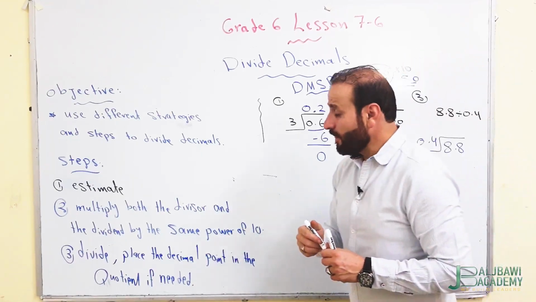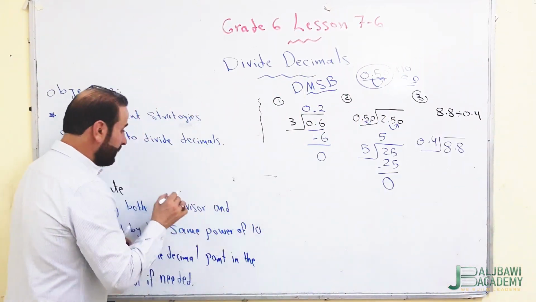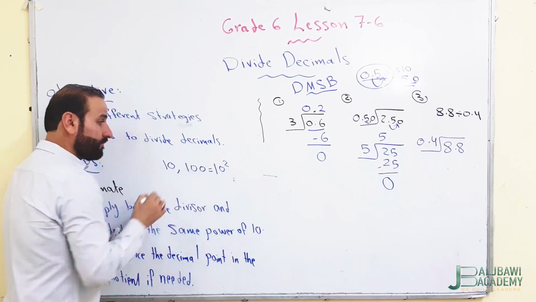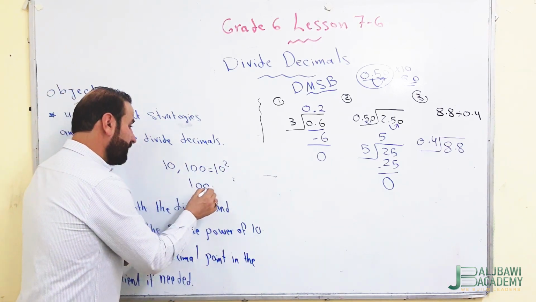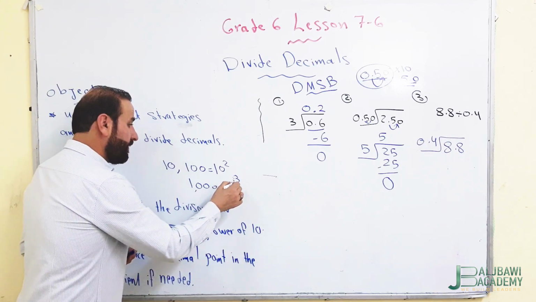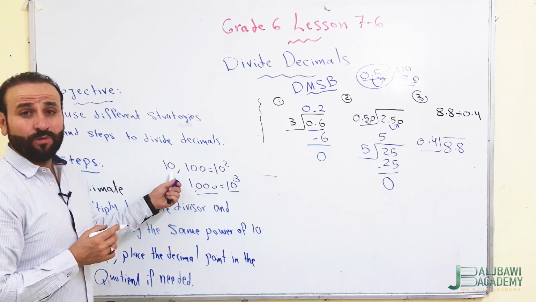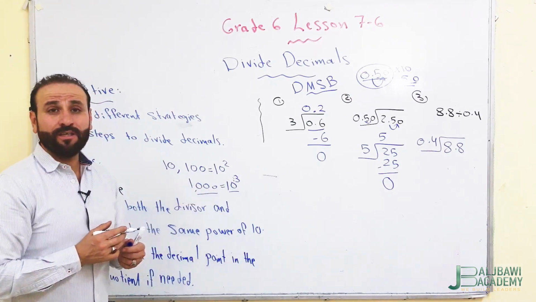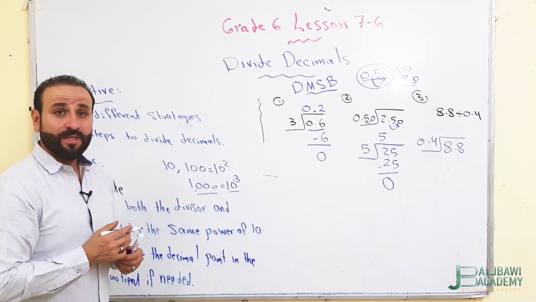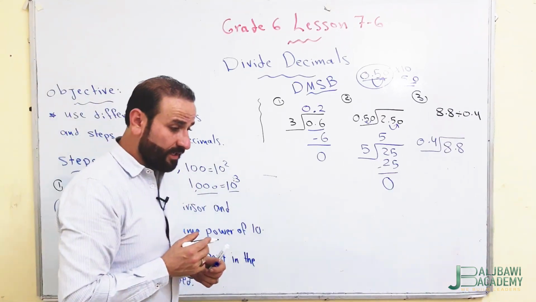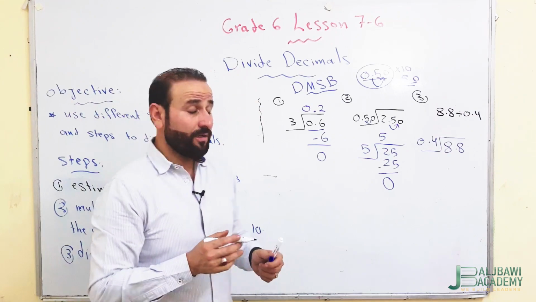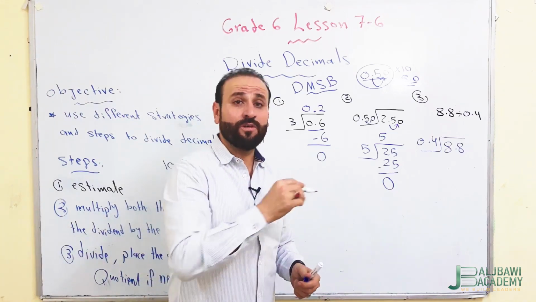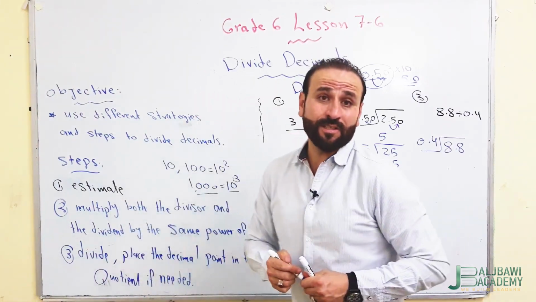Of course, all of you should know the powers of 10: 100, which is equal to 10 power 2, and 1000, which is 10 power 3. So if we need to move the point to the right one step, we multiply by 10. If we need to move it 2 steps, we multiply by 10 power 2 or by 100. This will help you to understand the lesson more. Now, I suppose you pause the video for 2 minutes and do it by yourself, then you complete the video. Now the divisor is 0.4.